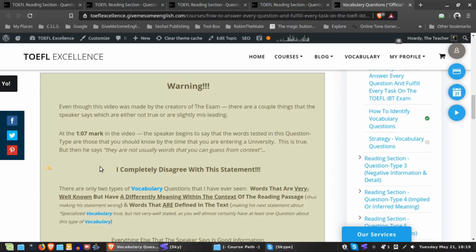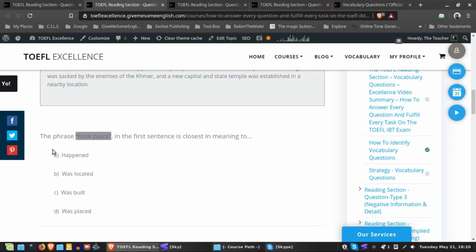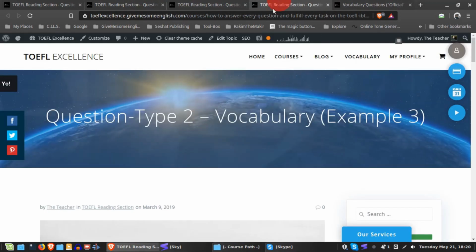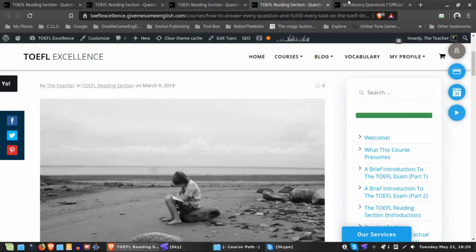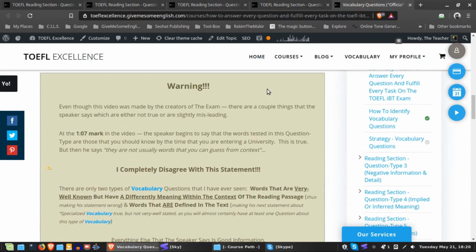Some of them are very obvious and you might know the word right away, like took place. We know that it means happened. That is a phrase that you should know by now. But with the rest of the words, they try to choose words where it's actually defined in the reading passage, or words or phrases that you can guess from the context. So their statement there is completely wrong.